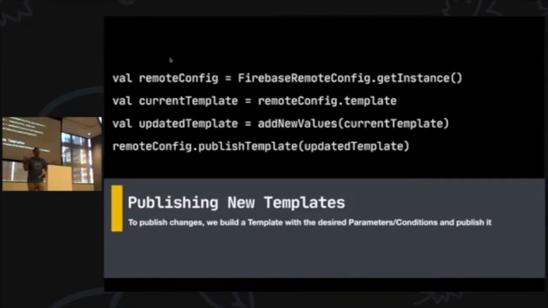So to do this publishing, again, not too difficult with the admin SDK. We get our instance of remote config. We load the current template. We then use that template as the baseline to add things to it. So we might add 2 or 3 custom parameters to it. And then ultimately, once we're satisfied with the new template, we call publish template and we pass it in. So again, there's not a whole lot here conceptually.